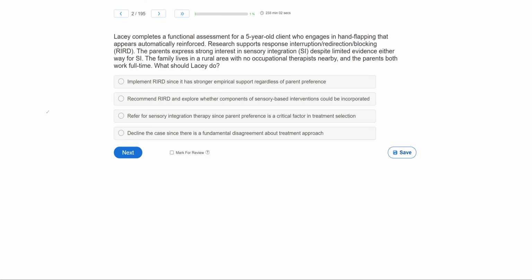Lacey completes a functional assessment for a 5-year-old client who engages in hand flapping that appears automatically reinforced. Research supports response interruption redirection blocking. The parents express strong interest in sensory integration despite limited evidence either way for SI. The family lives in a rural area with no occupational therapist nearby, and the parents both work full-time.